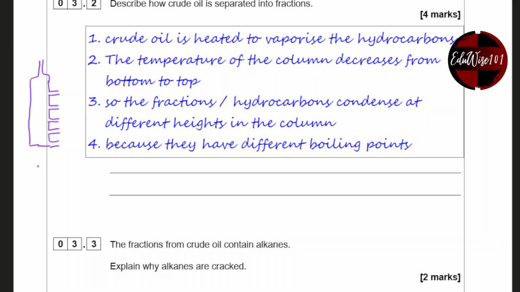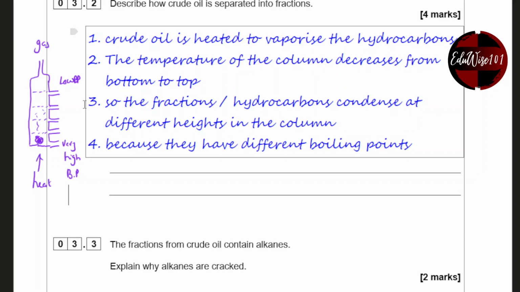So you supply heat here, and the crude oil is heated and it vaporizes, and you'll have trays which collect the crude oil. The gases are usually on the top, and low boiling point molecules are at the top, and very high boiling point fractions are collected at the bottom.